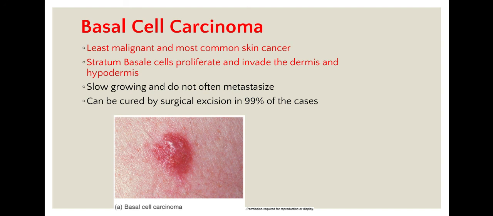It's when the stratum basale cells are over-proliferating, invading the dermis and the hypodermis. These are really slow growing. They're not really metastasizing, and they can be cured by surgical excision 99% of the time. And again, if you go to a dermatologist and they say you need a growth removed, and they do it in office right there, this is usually the type of cancer that they're easily removing.